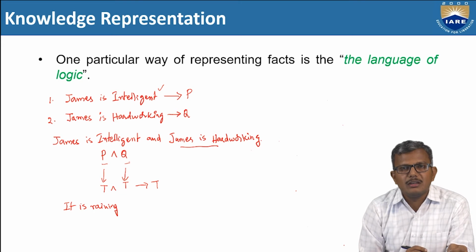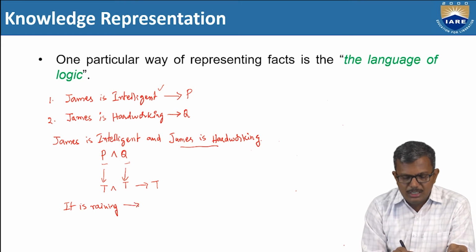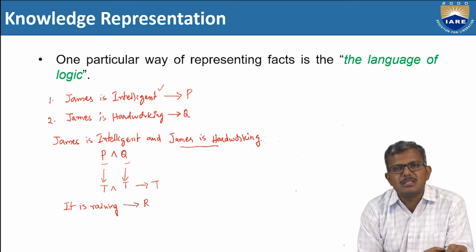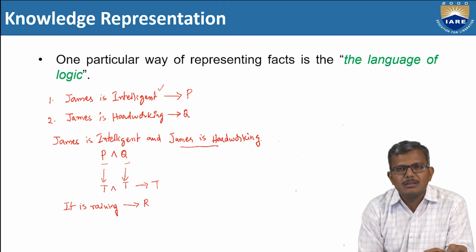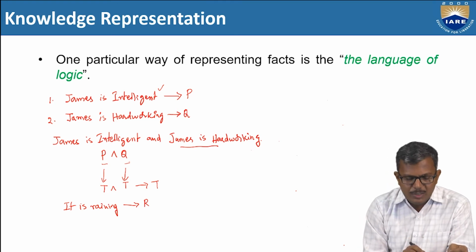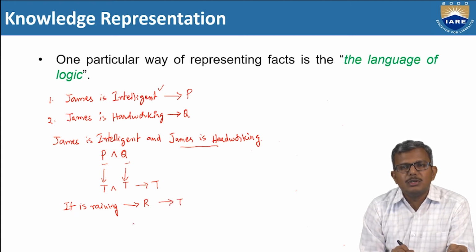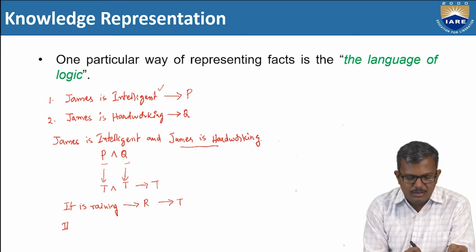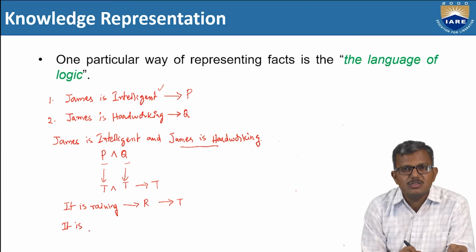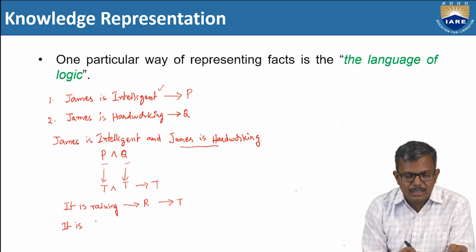It is raining. Right? So let us think that I have taken R to represent this statement, it is raining. Okay, so how should I represent this one? If it is raining, definitely you are going to get some output true. For example, if I change this sentence, instead of writing it is raining, I am going to say it is not raining.